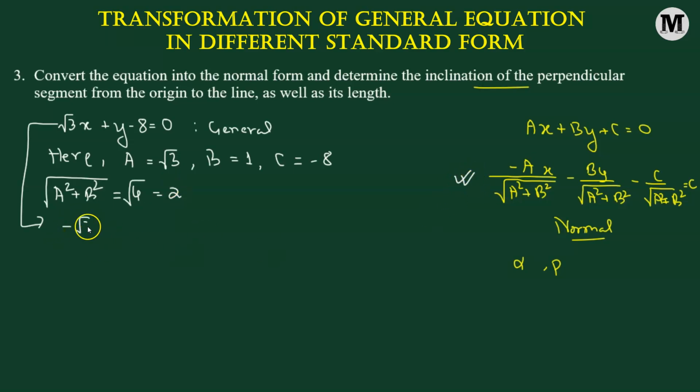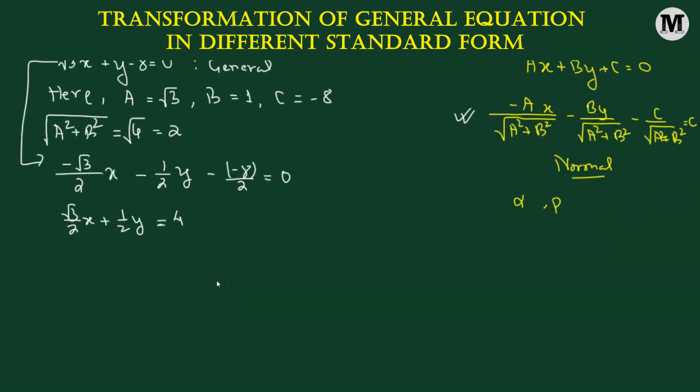So we have negative a, so that is negative square root of 3, divided by square root of a squared plus b squared, which comes out to be 2. This is multiplied by x. Then we have negative b over square root of a squared plus b squared, so we have 1 over 2. This is going to be multiplied by y. Then we have negative c over 2, so we have negative 8 divided by 2. That's going to be equal to 0. So let's rearrange that. We are going to get square root of 3 over 2 times x added to half times y, equals positive 4.